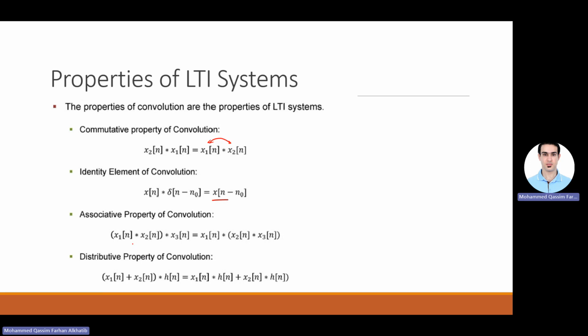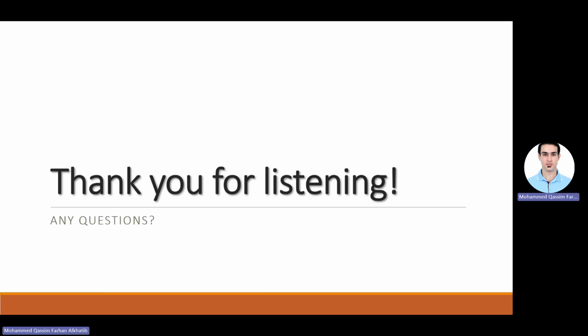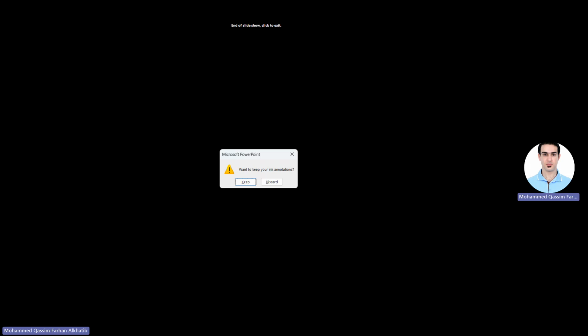Associative property, pretty much like multiplication. If you convolve x1 and x2 alone, then you convolve the result with x3, you can do it by convolving x2 and x3 alone, then convolving the result with x1. So that's what you call the associative property. Distributive property, you have x1 plus x2 convolved with h of n. So you take h of n, convolve it individually with x1 and x2, and add their results. Convolution again is pretty much like multiplication. And that's it for this part of the lecture.